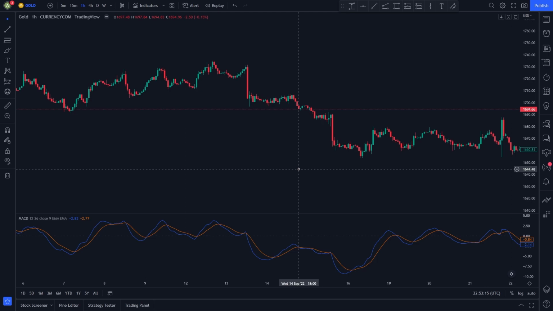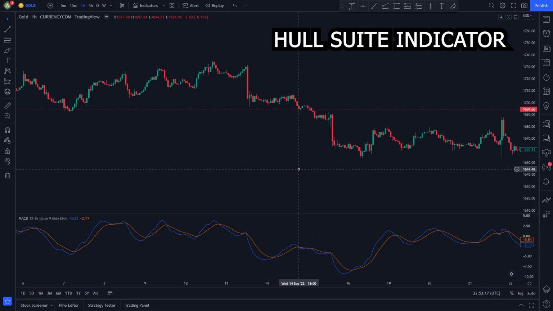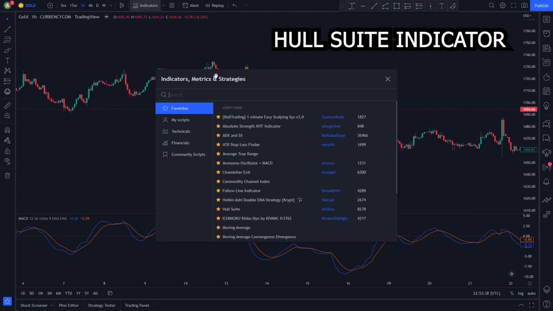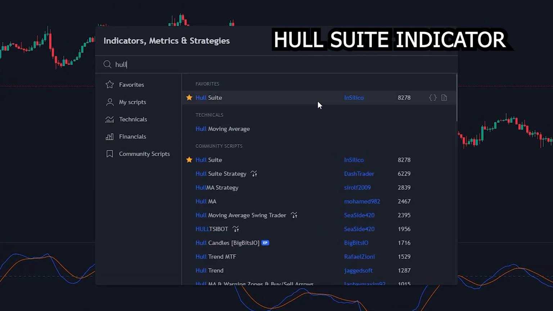The second indicator is going to be the Hull Suite. The Hull Suite indicator is a trend indicator. It uses moving averages to determine whether the market is bullish or bearish. In our case, we will use it as our second confirmation indicator. To add the indicator to your chart, you click on the Indicators tab, then search up Hull Suite. We will use this one by InSilico.